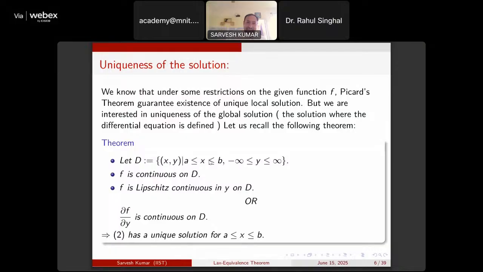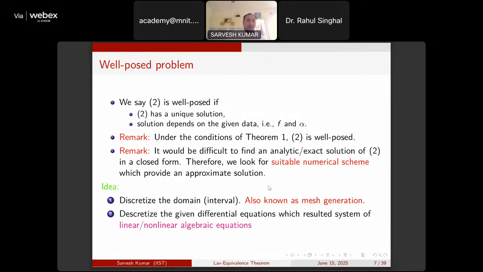However, if you take this rectangle, which is nothing but a vertical strip here, and these two conditions are satisfied, this will give you the solution for all x. That means we can have the global solution. However, the Picard theorem will only guarantee the local solution. So we have to be very careful, because we do not know at which point we want to find the solution. So this problem is well posed if the function is continuous and Lipschitz continuous on these vertical strips.